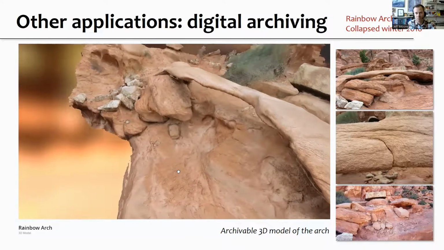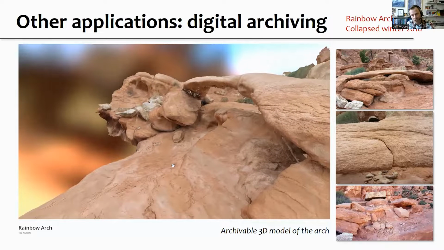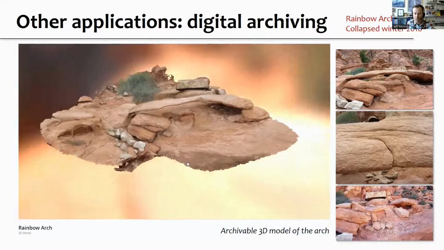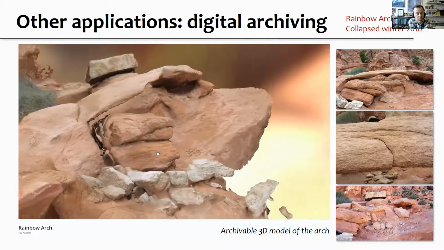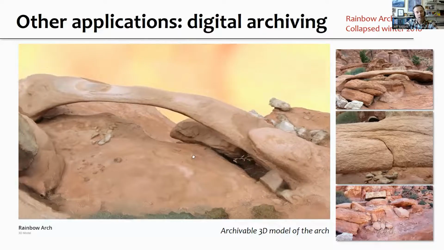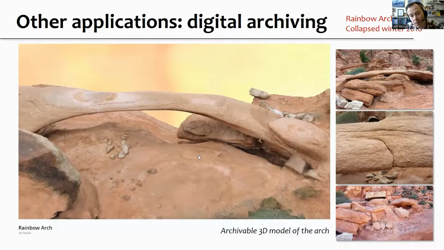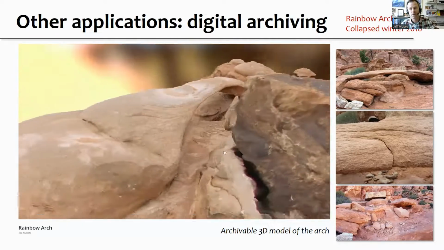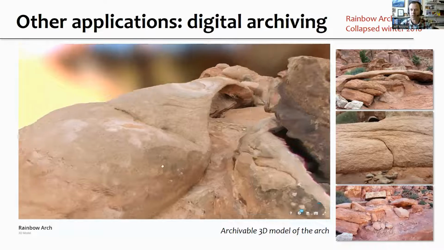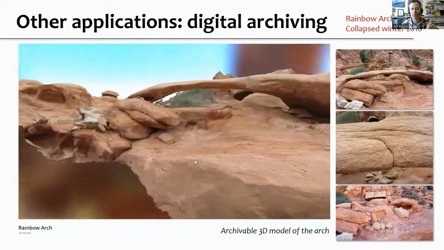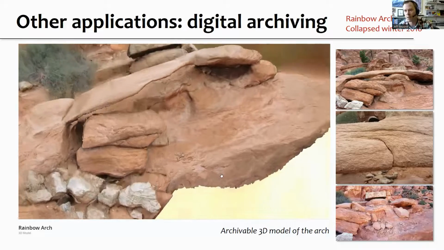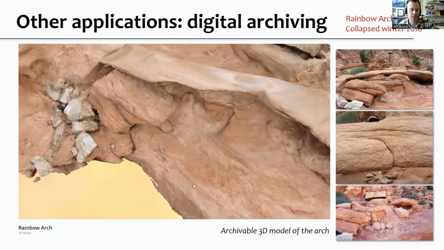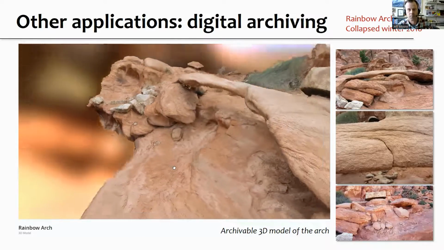Rainbow Arch is a very small but very beautiful arch located in Arches National Park, and it actually collapsed sometime in the winter of 2018. We don't know why it collapsed, how it collapsed, nobody witnessed it. But before it collapsed, we had created this photogrammetry model. And so now we have a 3D representation of the arch, not just one photo from one angle. We have this really accurate and beautiful 3D representation of the arch. So it lives on in this archivable sense.